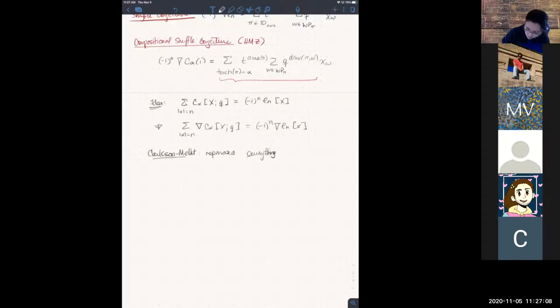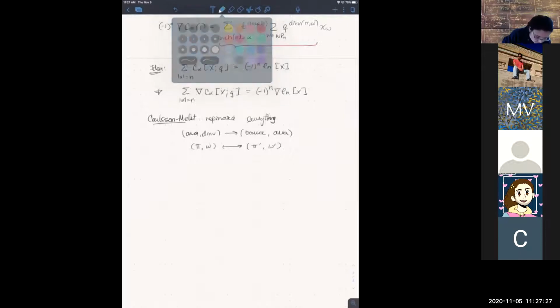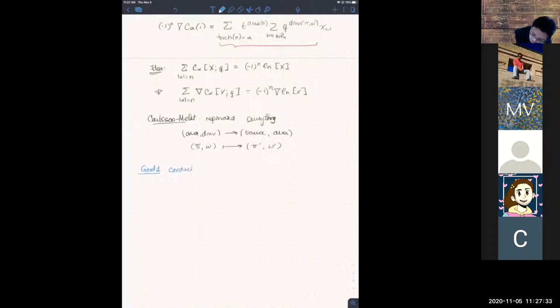Everything, I don't know how to spell. From area and din to bounds and area. Right, and the way they did this is that they changed our pi w to some other dig path and some other word. So with that in mind, our first goal is to construct what this dig path w is, or pi prime, sorry. So construct pi prime, the new dig path.